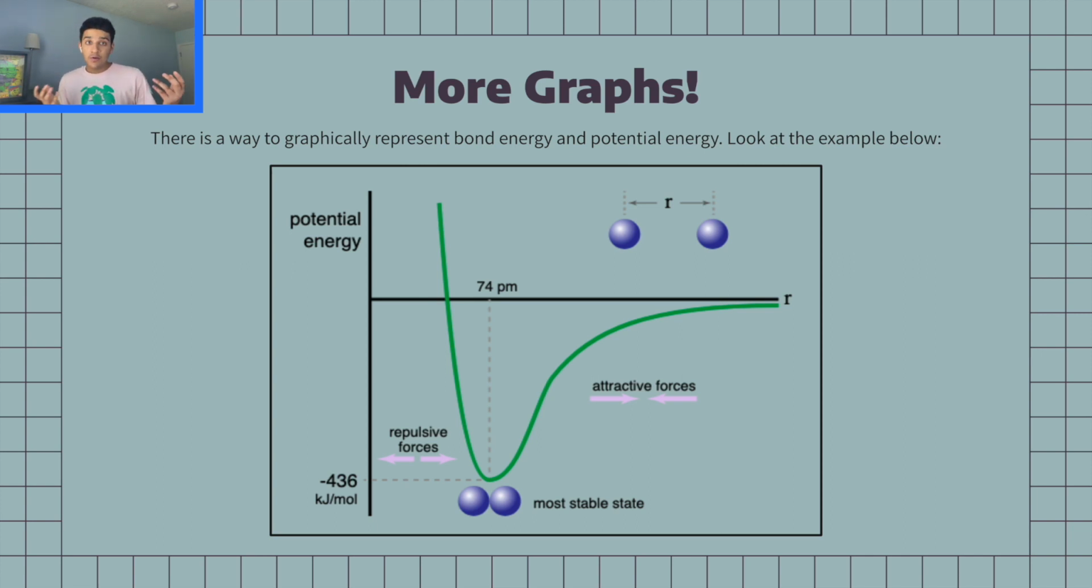Finally, one thing I wanted to point out is that this vertical distance between the lowest point on the graph and the x-axis is known as the bond energy, and it is the amount of energy that is required to completely break the bond. In this case, the bond energy is 436 kilojoules per mole, which is the unit, and that is because that is the distance between the x-axis and the lowest point.